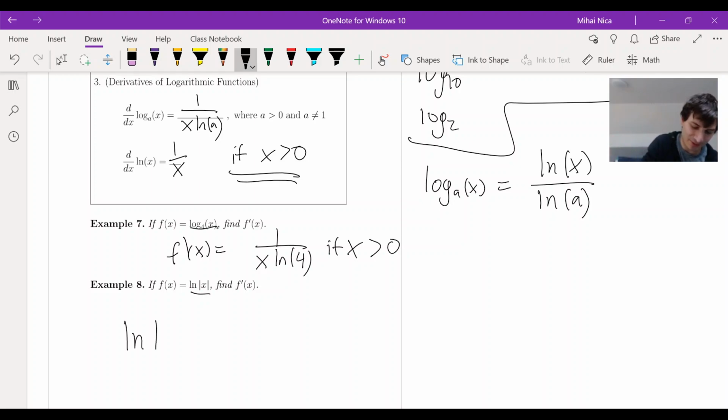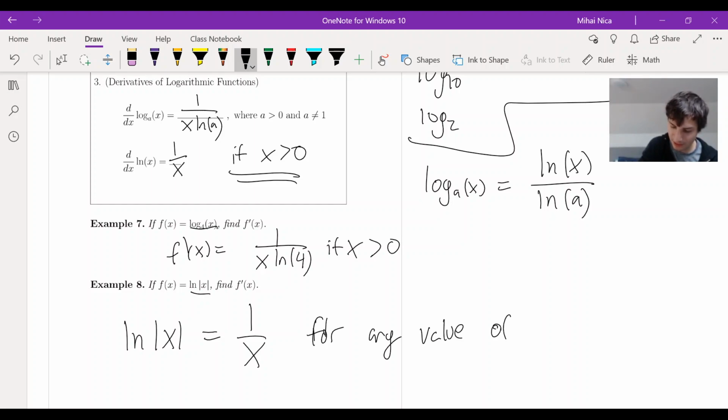The derivative of the log of the absolute value of x is equal to 1 over x. So just like before, but now it works for all values of x, for x bigger than 0 and for x less than 0. And I think the easiest way you can see that if you ever forget this fact is to do a quick Desmos. Let me get a quick Desmos open.